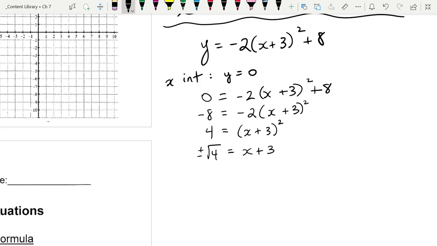Now, at this point I realize I have two equations. One where I have the positive square root of 4 and one where I have the negative square root of 4. What is the square root of 4? 2. So I have either positive 2 on this side or I have -2 on this side. And now we just minus 3 from both sides. So this x is -1 and this x is -5. I've found my x-intercepts. Okay, go back to the chart and put them in.